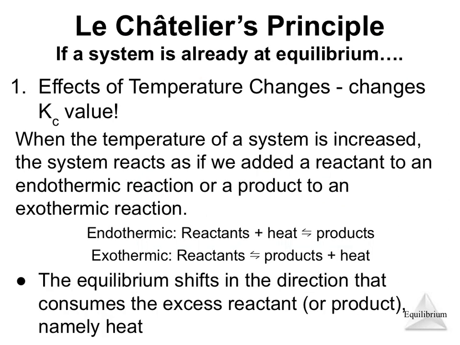Okay, so let's kind of put that together. So the effects of temperature changes. Remember that our equilibrium constant values are temperature dependent, meaning that you would have a different Kc value for each temperature. So when the temperature of a system is increased, the system reacts as if we added a reactant to an endothermic process or a product to an exothermic one. So the equilibrium shifts in the direction that consumes the excess reactant or product, that kind of uses up that heat or puts heat back into the system.